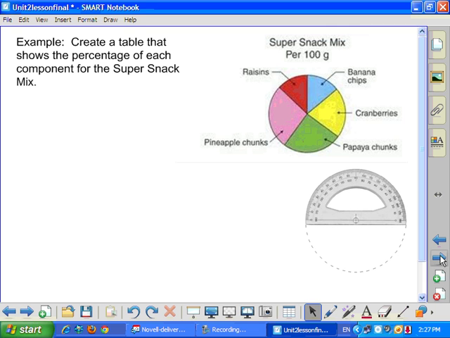So now I have a graph here, but I don't have enough information to work from. I don't have any angles in there, and I don't have any percentages. So I'm going to set the chart up. So I'm going to start with raisins, pineapple chunks, papaya chunks, call them Papi Chew, cranberries, and banana chips.